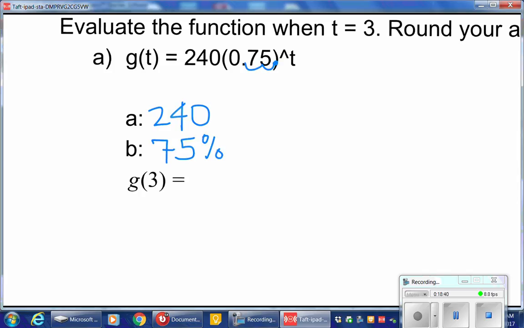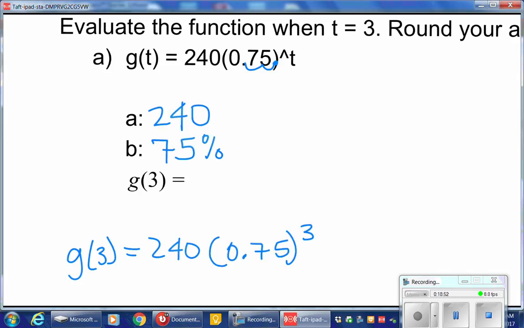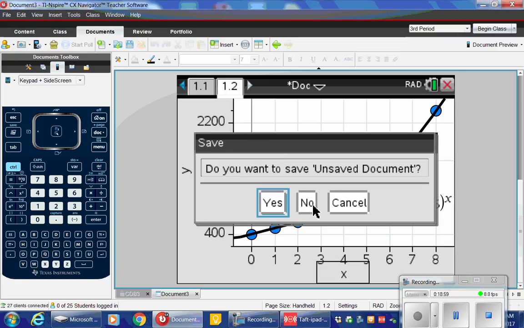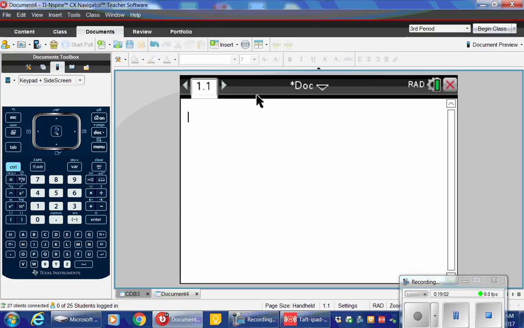And to find g of 3, I'm going to replace t with 3. So that's 240 times 0.75 to the third power. So here I'm going to use a calculator. Add a calculator. And we're going to multiply 240 times 0.75 to the third power. And we get 101.25.